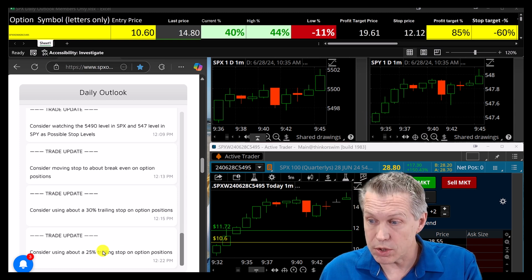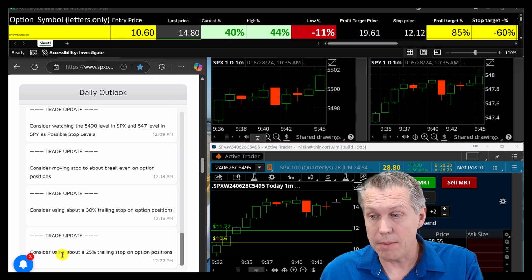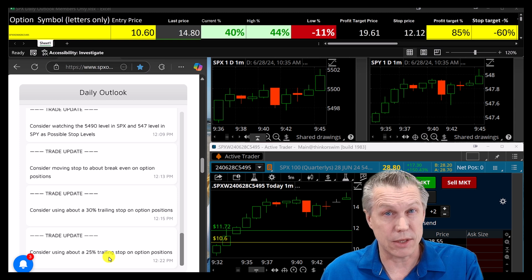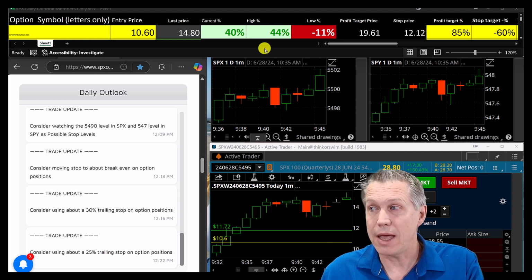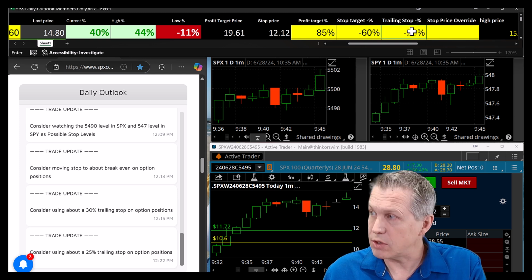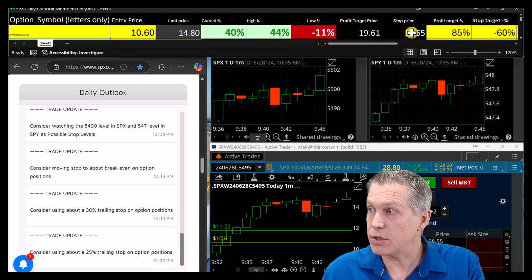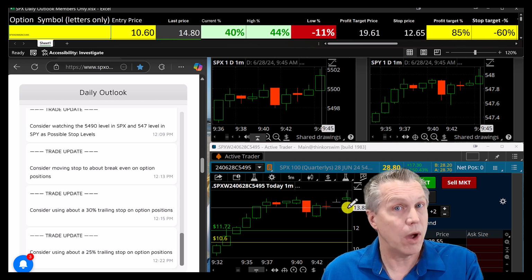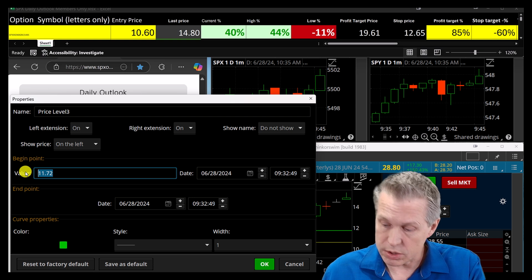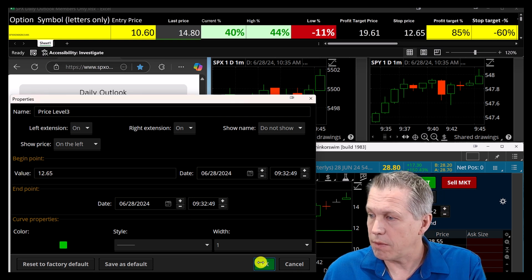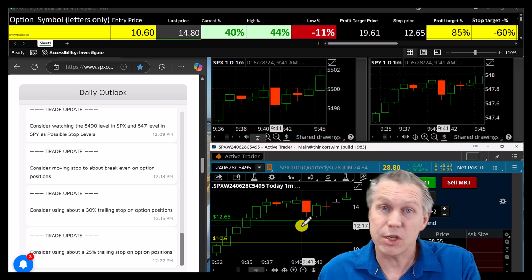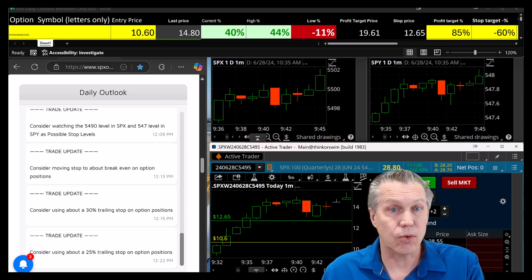You'll notice we just heard that sound, and there's been a trade update. Now Outlook is saying consider using about a 25% trailing stop. That is, we're tightening our stop as it's running. So we just come up here to our Excel spreadsheet, we change that trailing stop to a 25, and you'll notice that changes our stop price to 12.65 at this point. So again, if you're using a line, you would just change that to 12.65, and you have a visual representation of if the market were to pull down to that price, we would be looking to exit our trade.